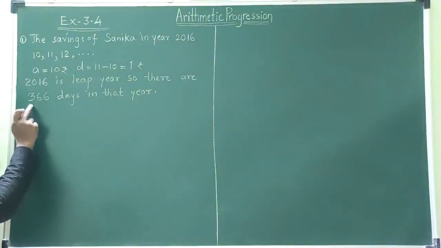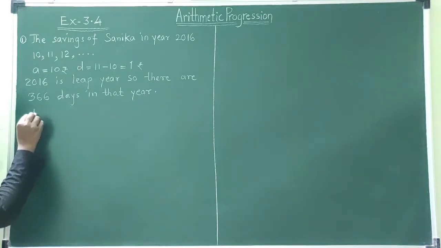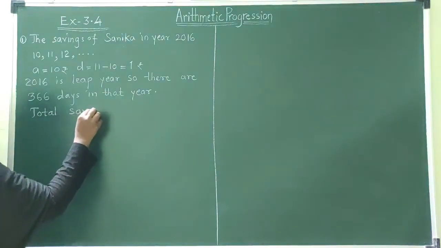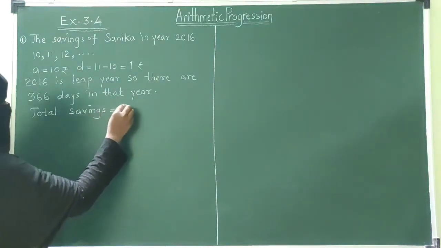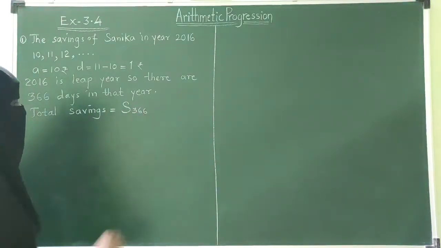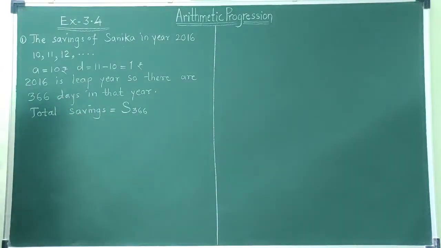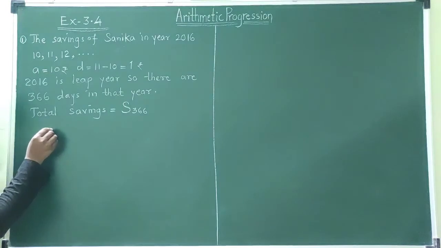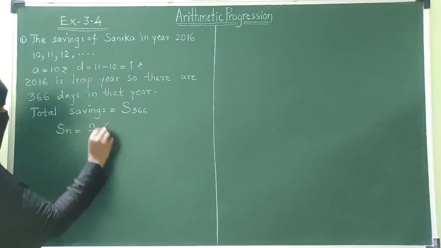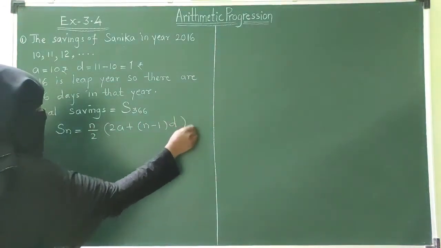For finding total savings, we have to calculate S366. Total savings is equal to sum of all the savings throughout the year. 366 डेज की कितने सेविंग है वो हमें मालूम करनी है. एस एन का फॉर्मूला यूज करेंगे हम यहाँ पर. एस एन इज इक्वल टू एन अपॉन 2 इंटू ब्रैकेट 2a प्लस एन माइनस 1d. फॉर्मूला मैं आप लोगों को बता चुकी हूँ इससे पहले भी.